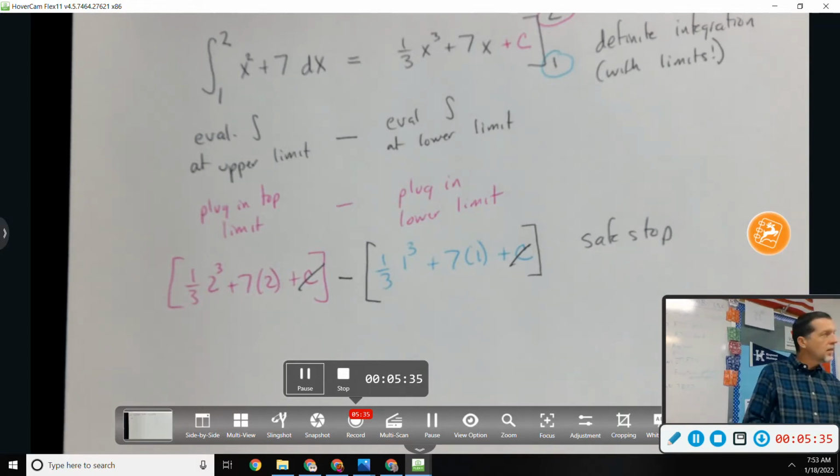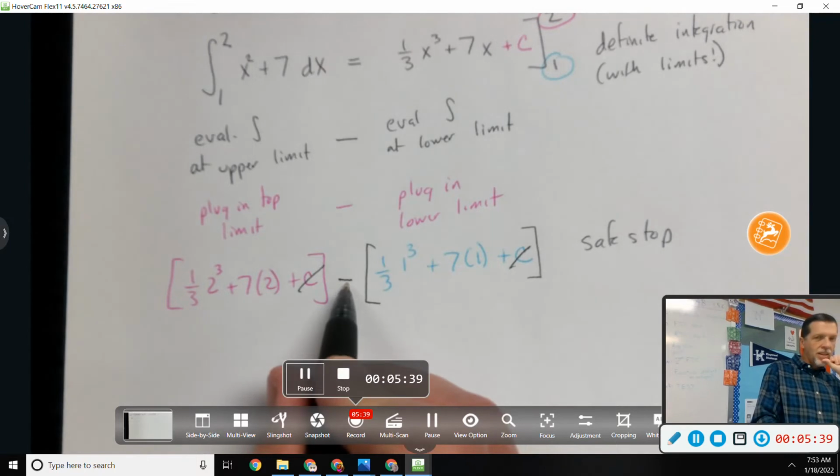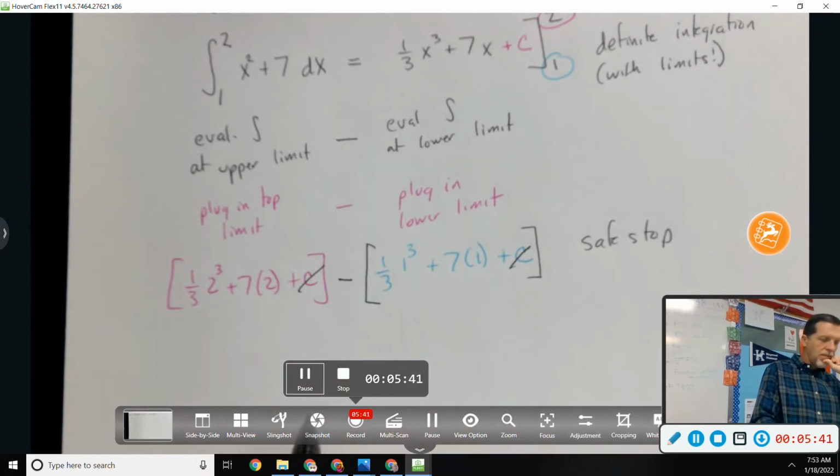This is minus. That's always a minus right there. Okay. I wasn't sure if I would just put that in a dash. Always a minus. You're always doing the top limit minus the bottom limit.